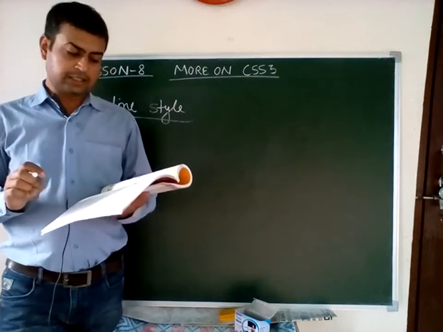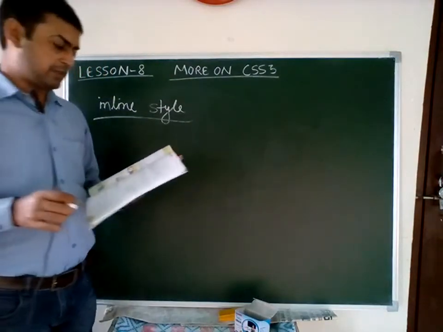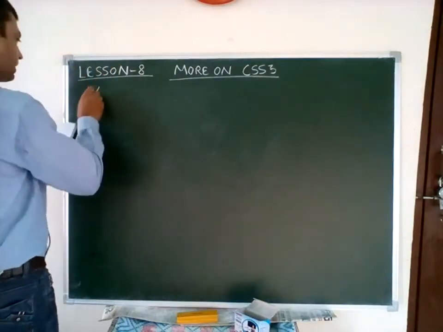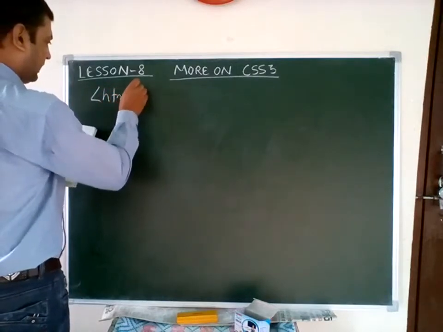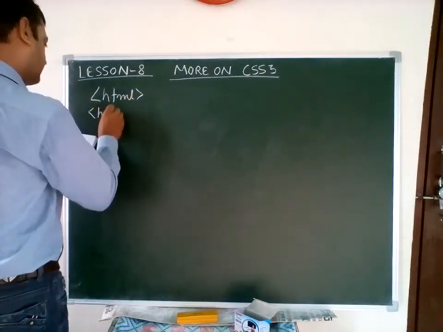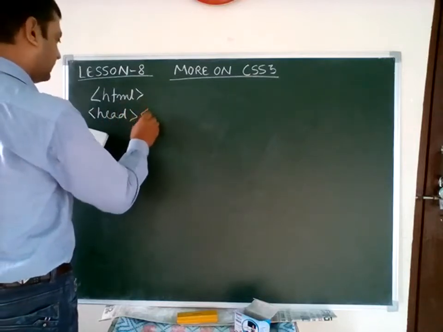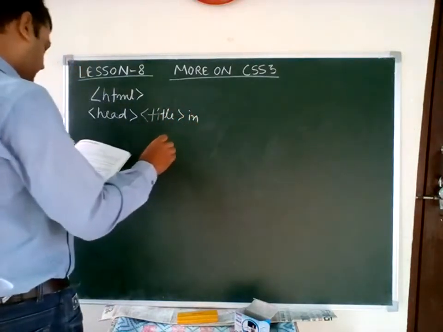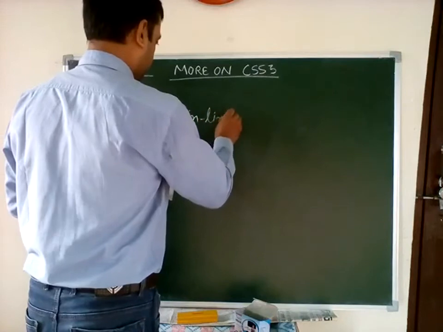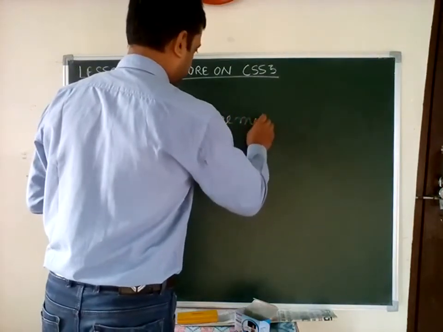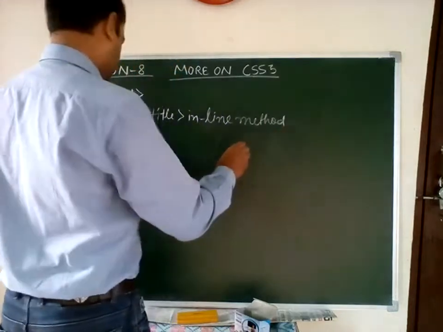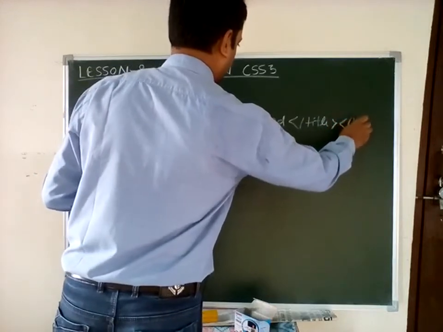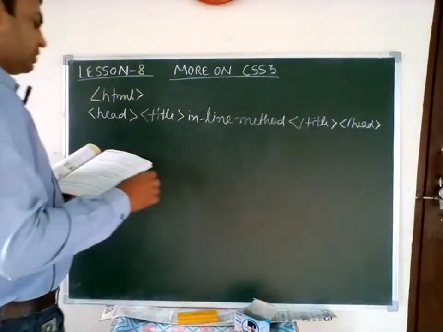Now you can see, let us understand this with the help of an example. So here I am defining the HTML program also. First you will start with html and then head, and inside this, title. What is the title? Inline method. Then title closed, and then head closed.